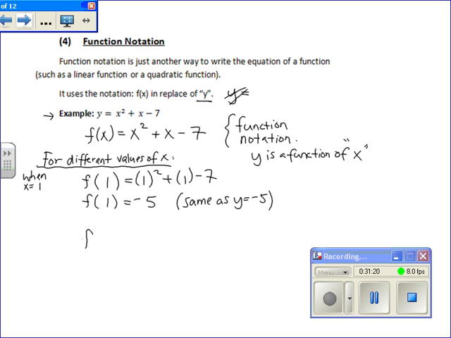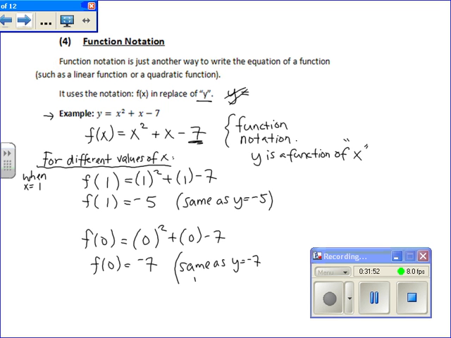Another example here, f of 0. If you see f of 0, that means y when x equals 0. You've simply put in a 0 everywhere in your formula that you have an x. And so here we would get f of 0 is equal to negative 7. That's just the y-intercept, negative 7. That's the point where it crosses the y-axis, when x equals 0. And this is just the same as y equals negative 7 when x is equal to 0. So function notation is just another way to write an equation. We use it a lot in math, so you want to be familiar with both of them.